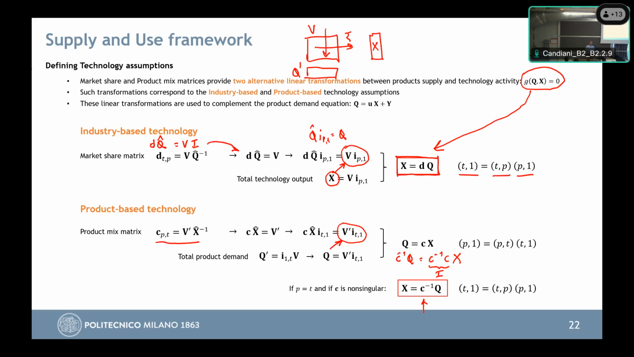Clear, guys? Easy. Do I have to rush a bit more, or is it fine with this? Rush more? Yeah. No, it's okay.